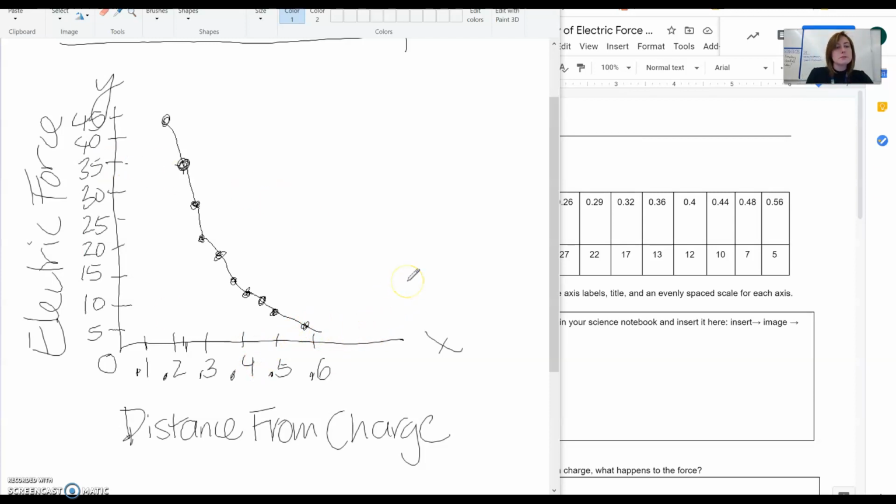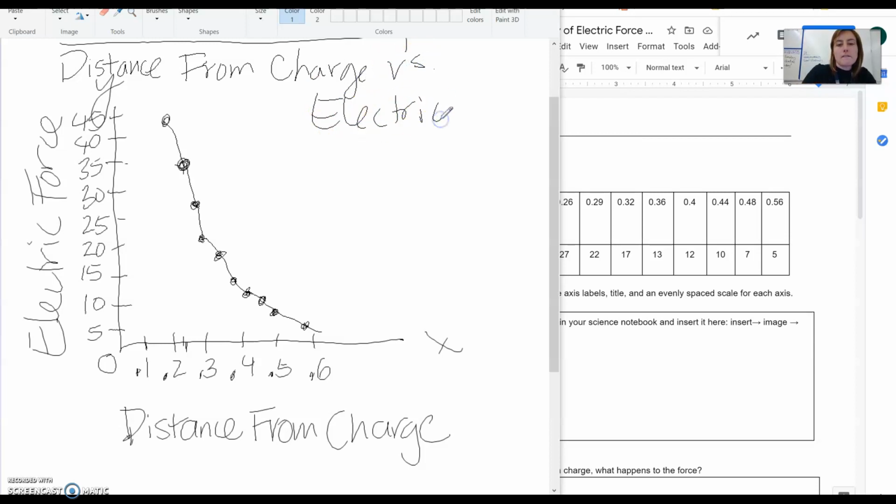Okay, so this graph is good, except it's missing one thing, a main title. For the main title, we take the x-axis title and the y-axis title, and we smash them together. So a good main title for this one would be distance from charge versus electric force. Awesome, and I always try to underline titles so we can tell that they're a title. There we go. So this is a perfect graph.